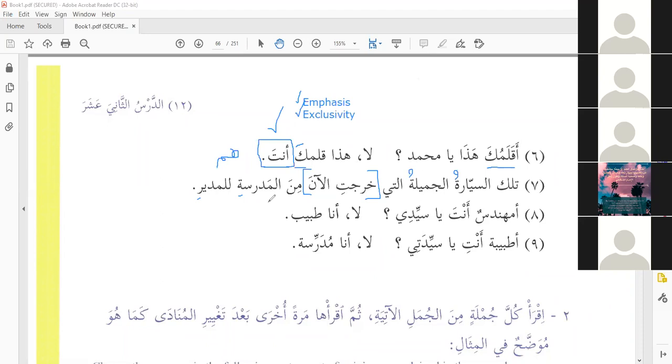Where did the car leave from? From the school. Yep. And li-l-mudir, al-mudir is the principal, right? So you're sitting outside the school, and then here comes the Bugatti, and it's leaving the school, and this is what you would say: تلك السيارة الجميلة التي خرجت الآن من المدرسة للمدير. That beautiful car that just left now from the school belongs to the principal.